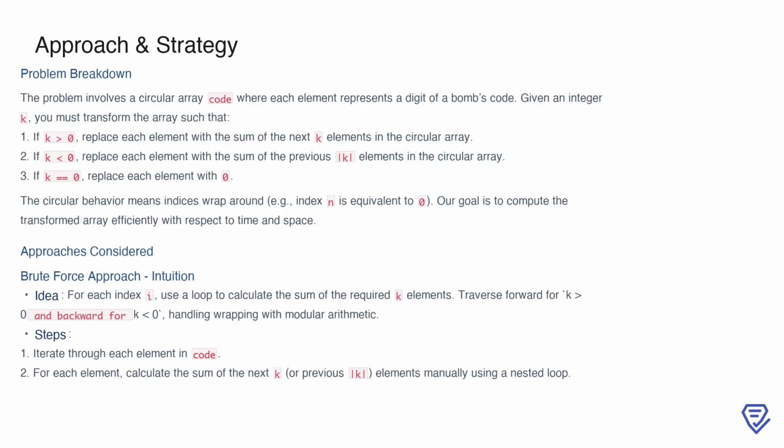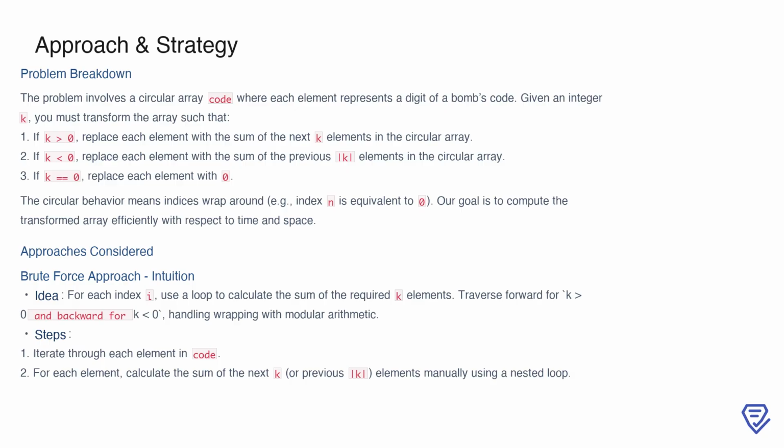The task is to transform the array based on the value of k. When k is greater than 0, we replace each element with the sum of the next k elements, wrapping around the array as needed. If k is less than 0, we instead sum up the previous k elements, again handling the circular nature. If k is 0, every element becomes 0.